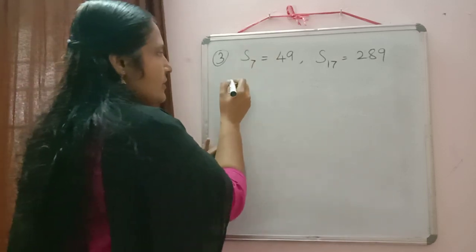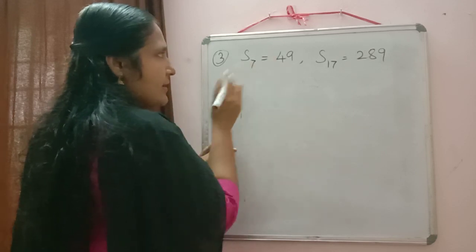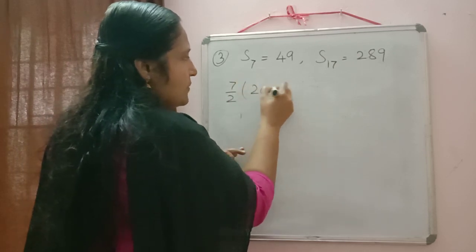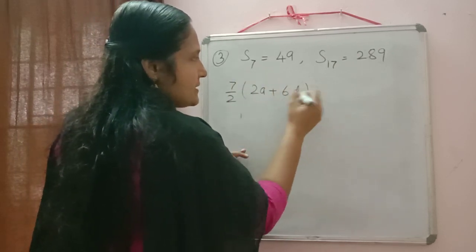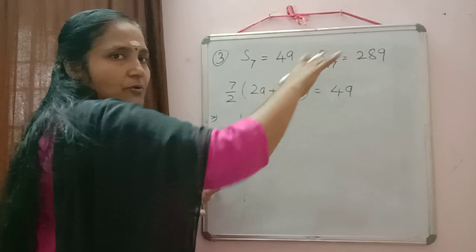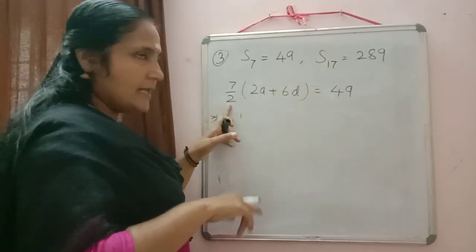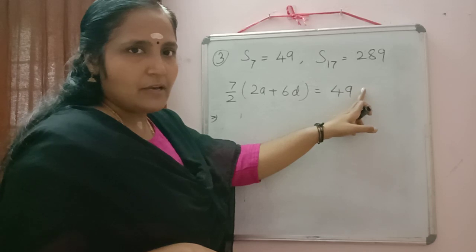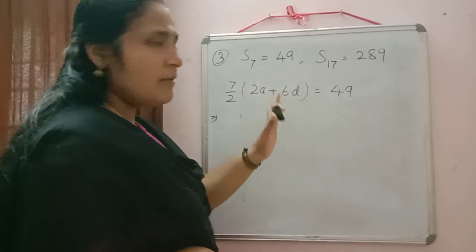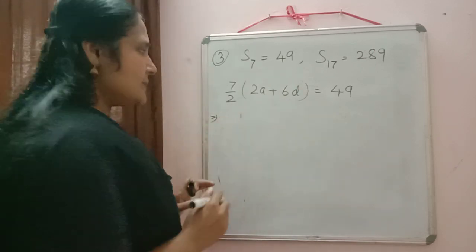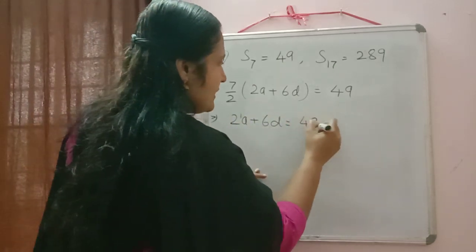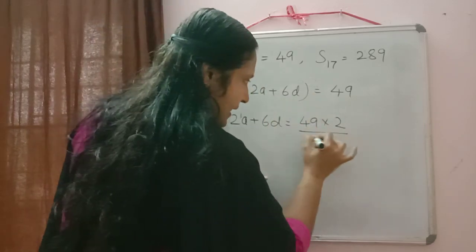So again, whatever information is given, we'll rewrite there. S7 is equal to 49. So according to the formula, 7 by 2 into 2A plus 7 minus 1, 6D is equal to 49 is given. So what we will do now, we will shift 7 by 2 to right hand side. Here 2 is in denominator. When you change the position, it will go to numerator, and 7 is in denominator, it will go to numerator. This all we are doing to make our calculation easy. So from here we will get 2A plus 6D is equal to 49 into 2 divided by 7.